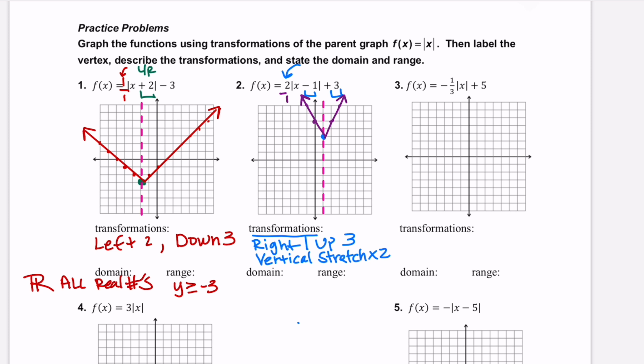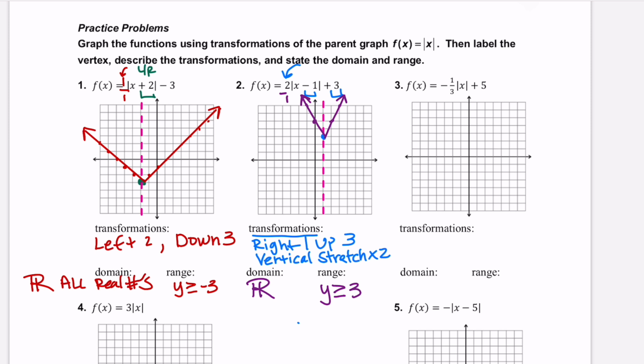And if you notice, it kind of stretched it out to make it a little bit thinner and narrower than our last graph. The domain is going to always be all real numbers for our absolute value graph. And our range, we look at the lowest point. The lowest point is a 3, and it's everything above it. So the y is going to be greater than or equal to 3 on this graph.